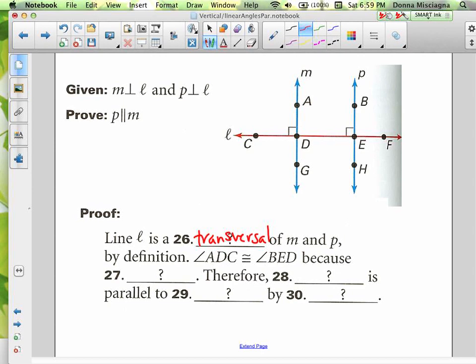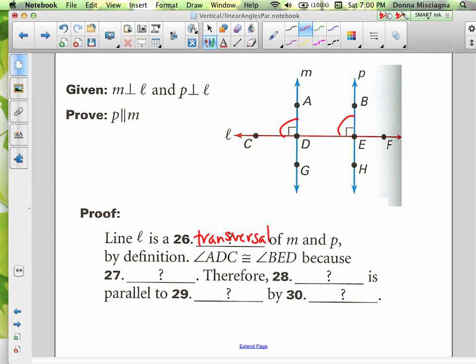Angle ADC is congruent to angle BED because, so let's look at our angles there. Angle ADC right here and angle BED right here. Why are those angles congruent? Well, if you say corresponding angles, you would be wrong, even though they are corresponding angles. You'd be wrong because we don't know the lines are parallel. And if we don't know the lines are parallel, we don't know the angles are congruent.